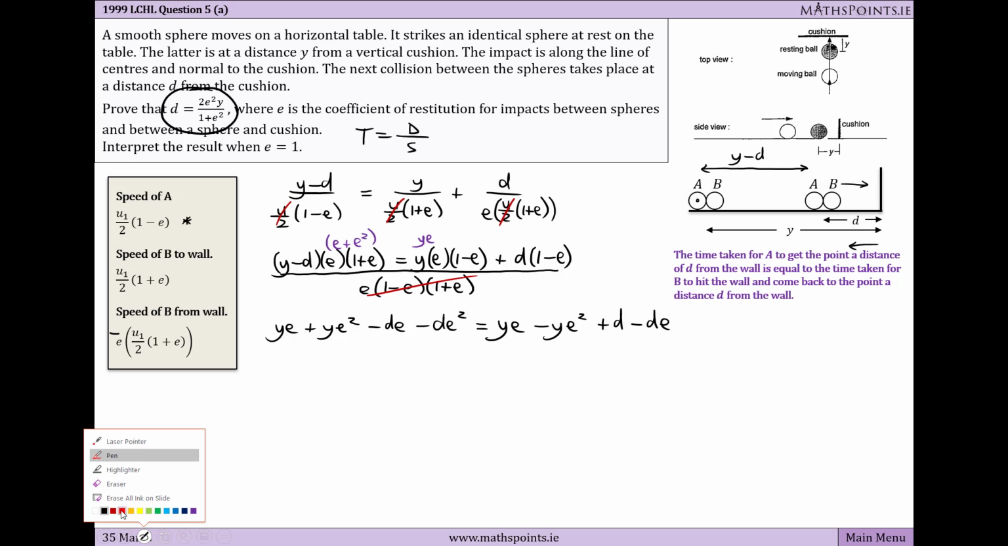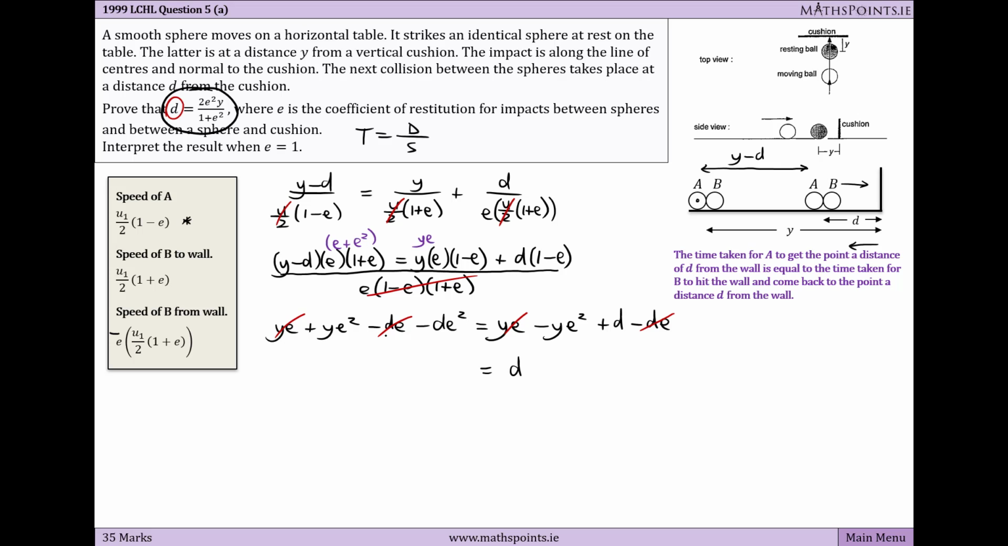Now, a lot of terms cancel on the left and right, so we have ye on the left cancels with a ye on the right. We have a minus de on the left cancels with a minus de on the right. Now, I was going too quickly in class, the bell was coming up on me, and I cancelled those 2, and that's why I didn't get to the right solution. So obviously there's a plus on one side and a minus on the other side, so they obviously don't cancel. I'm trying to get d on its own, so I'm going to bring the d's to the right hand side, and I already have a d over here, so that's going to stay there.